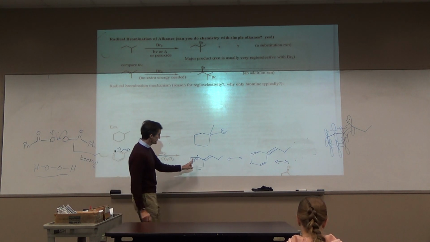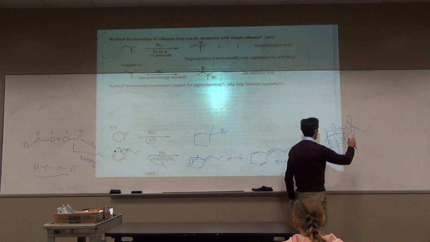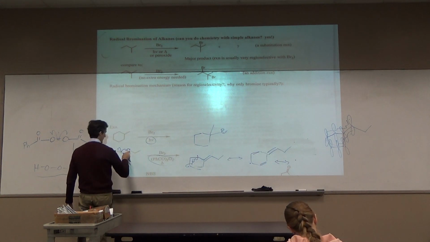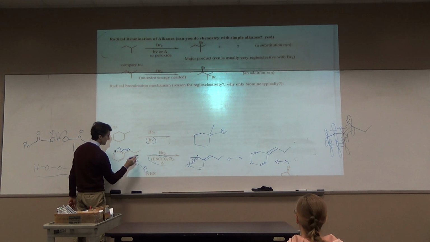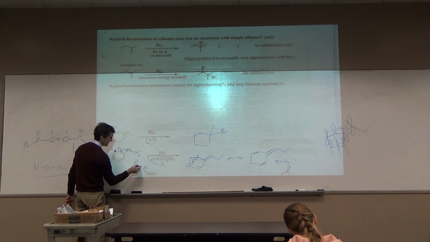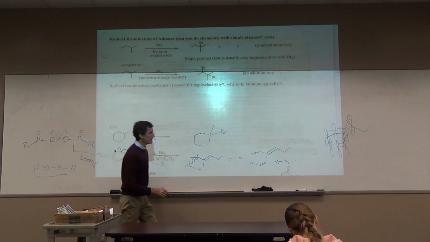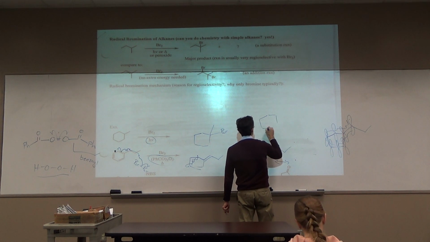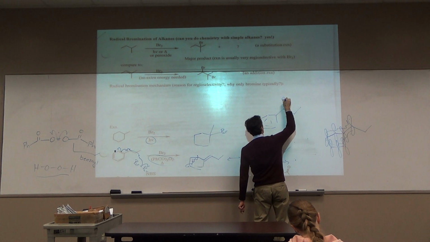But when this reacts with bromine, it's going to brominate at the benzylic site. Okay? You got the mechanism there. This comes one electron here, the other electron there. Carbon-bromine bond here. The final product is benzylic bromination.